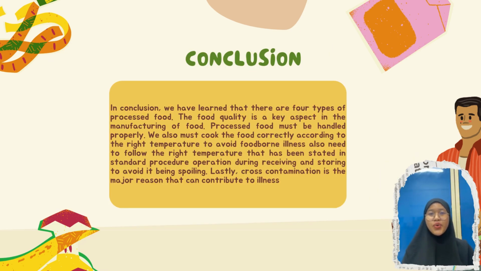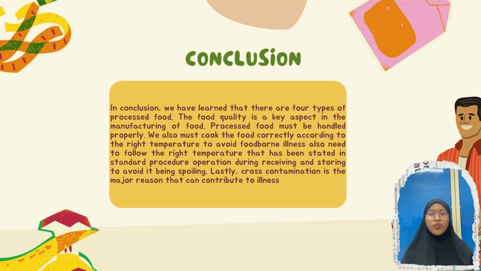In conclusion, we have learned that there are 4 types of processed food. Determining food quality is a key aspect in the manufacturing of food. Processed food must be handled properly. Since we are focused on processed food, there are a lot of things that we can do to determine food quality. We can check whether the food is safe to consume or not.